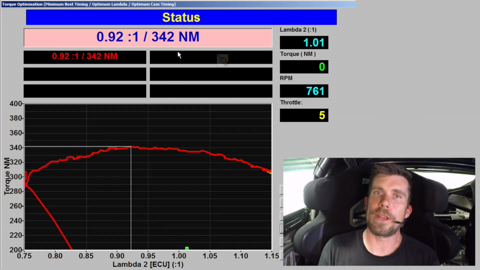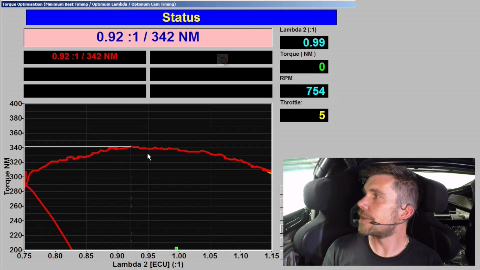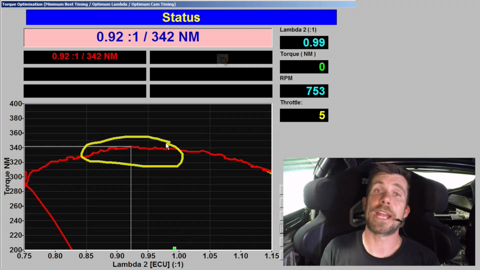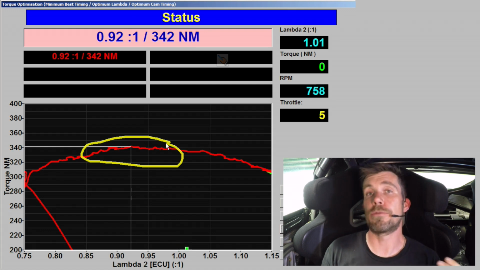The important point though to take away from this is that over what is a relatively wide range of lambda values, probably everything from around about 0.86, 0.87 through to about lambda 1.0, you can see that we've seen almost no change in torque across those lambda targets. We've reached a plateau.